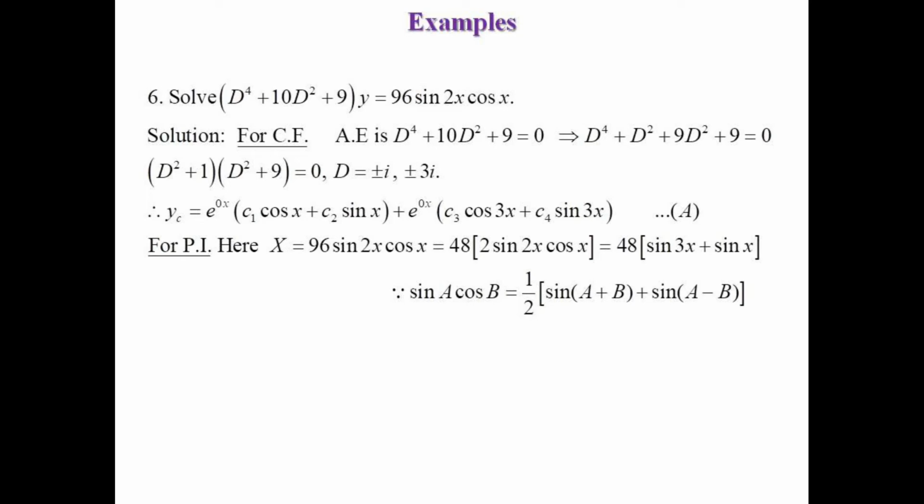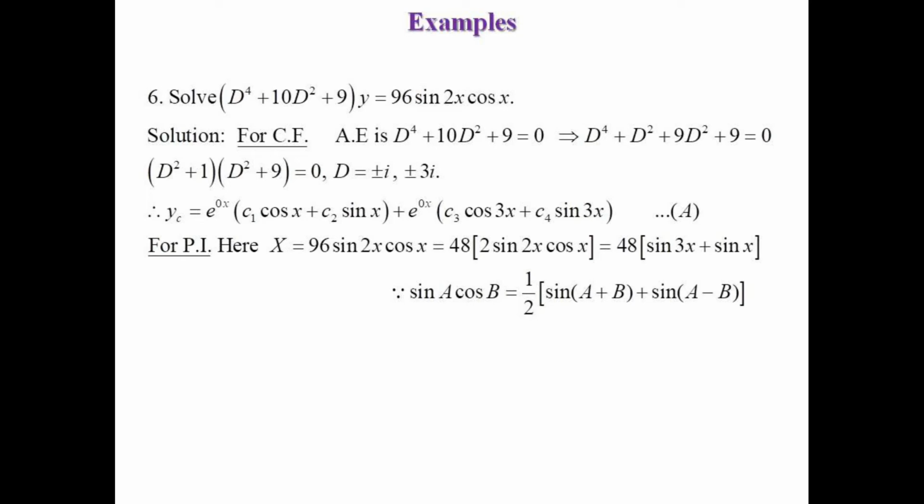Whenever the power of D is 4, we have to adjust the middle term, or make a square of the given equation, so that we can get the roots of this equation. If we split the middle term 10D square as D square plus 9D square, then we get the factors D square plus 1 and D square plus 9 equal to 0. After solving for the roots of the equation, we get the value of D as plus minus i and plus minus 3i.